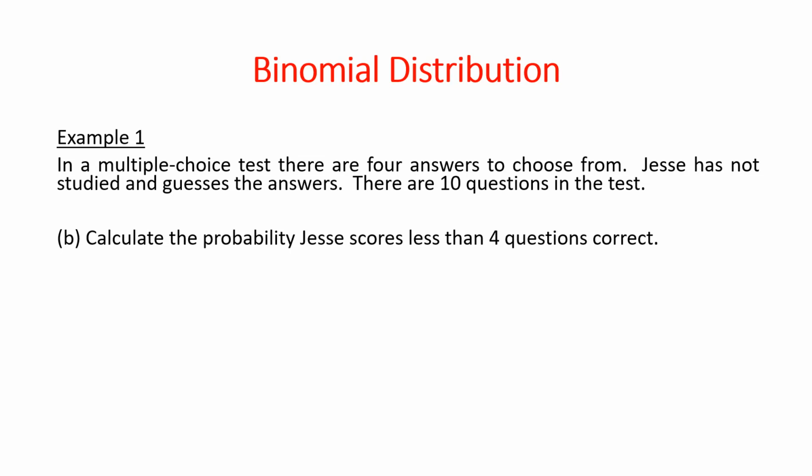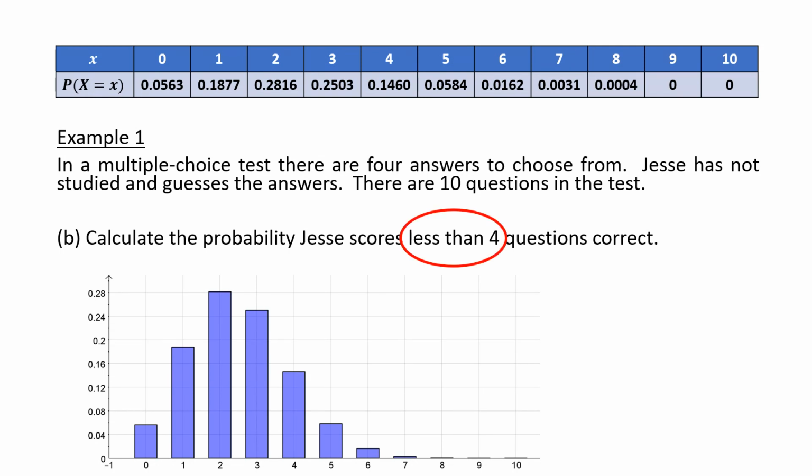All right, let's move on to part B. Calculate the probability Jesse scores less than 4 questions correct. Well, when I say less than 4, I don't include 4, so I want 3, 2, 1, or 0.